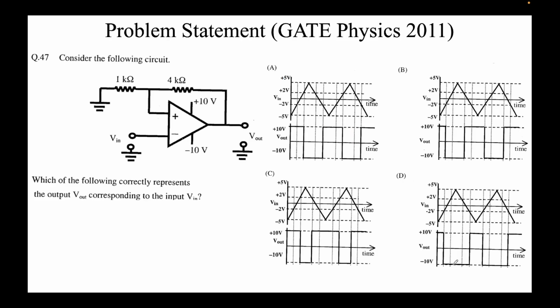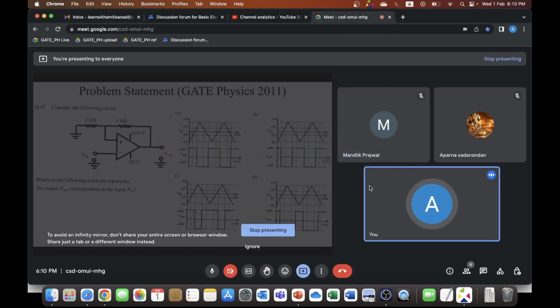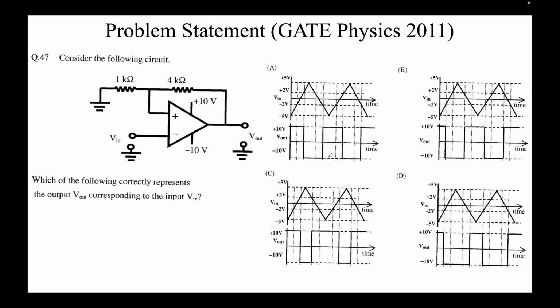So this is a circuit that we had. You can see the circuit diagram in the question. What we have over here is this op amp, with the input given to the inverting terminal, and we need to find the waveform for the output voltage for the given input voltage, the triangular input voltage waveform.